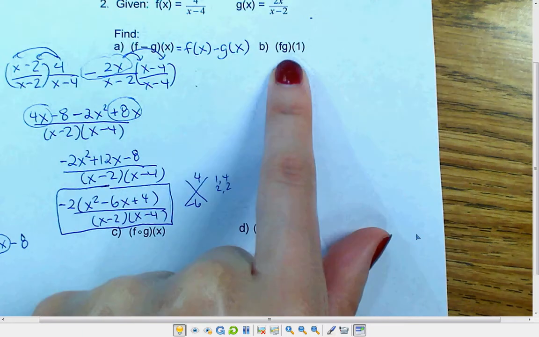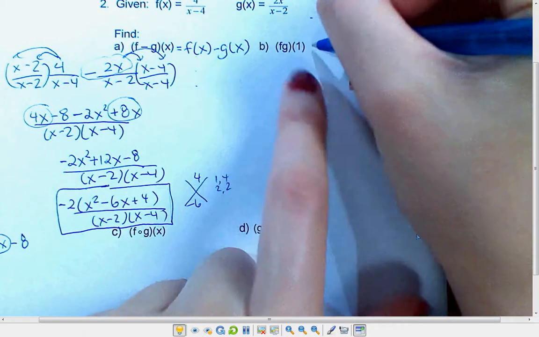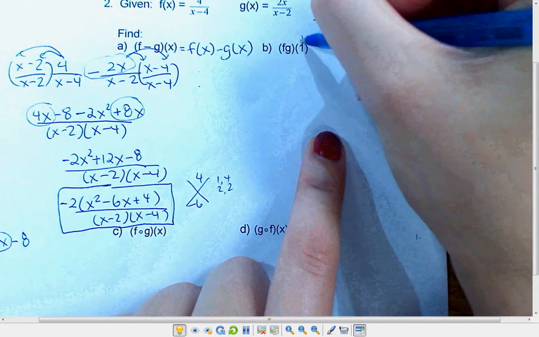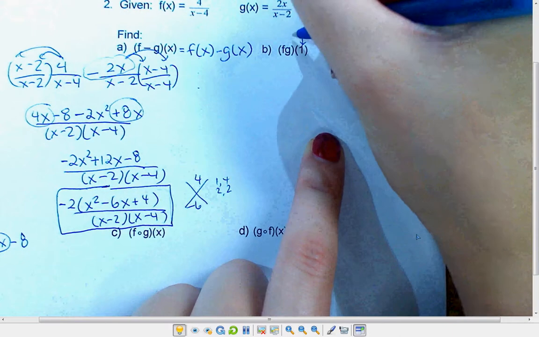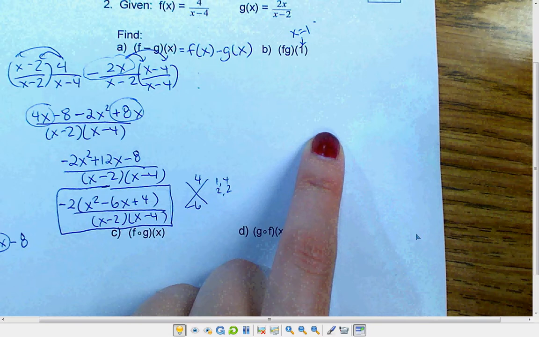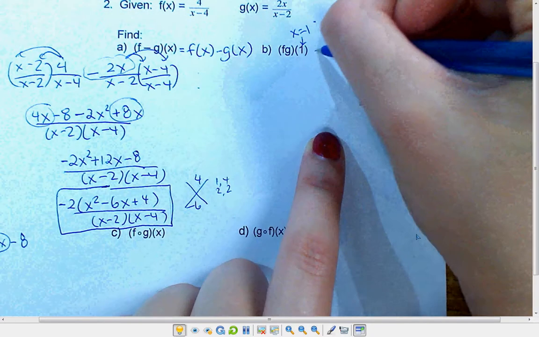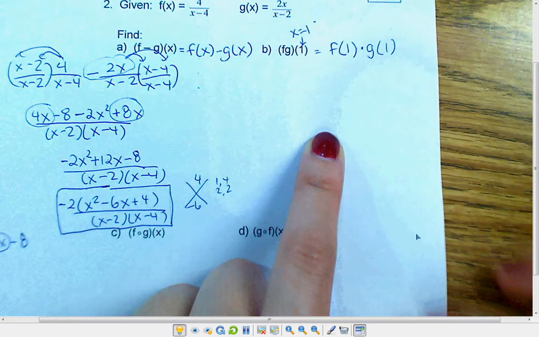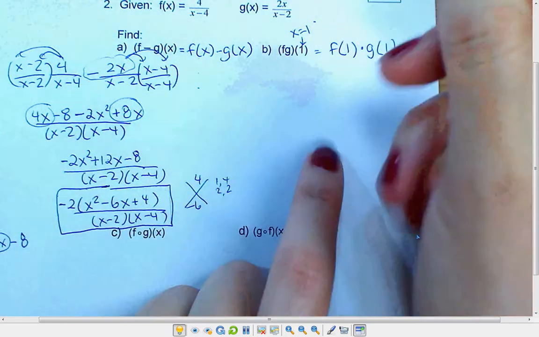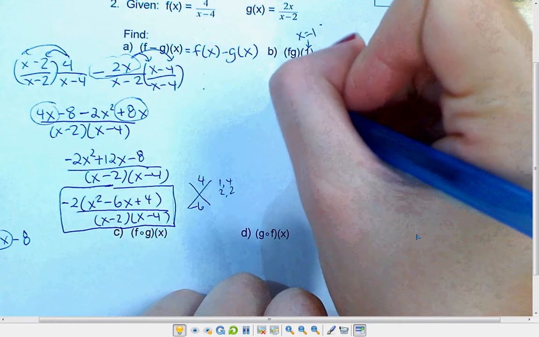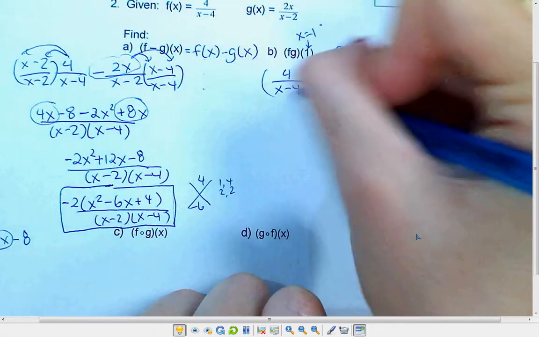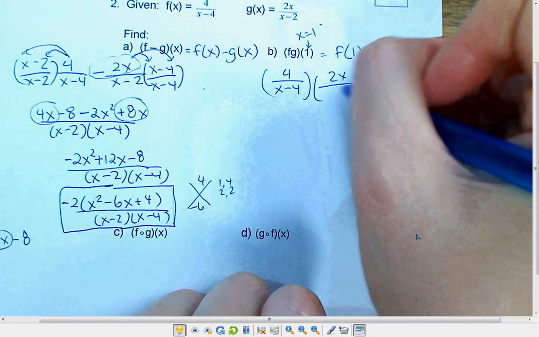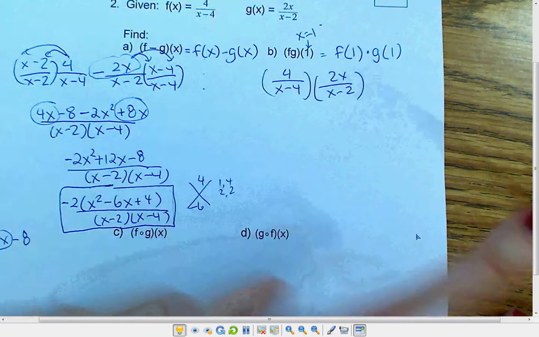Okay, so now let's look at B. This one is clearly a product. They're being multiplied together. What's different here is that we have a number here instead of x. So this is telling us our x is 1. So we're going to be multiplying f of 1 and g of 1. So let's first start off with our f of x and g of x. So here's f of x. Here's g of x. And they're being multiplied together.